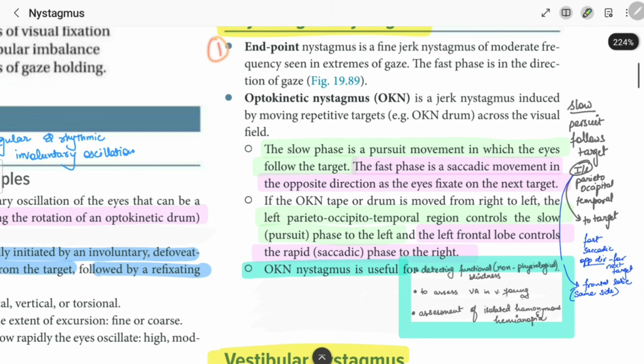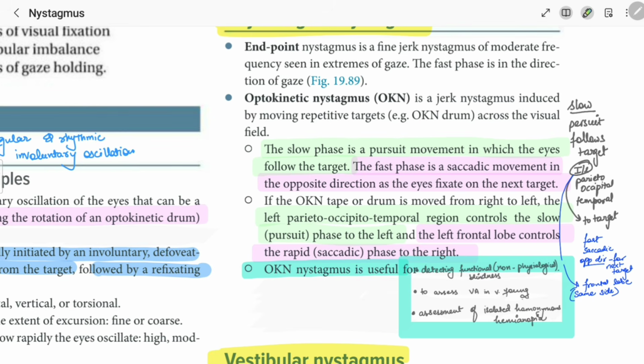The second one is optokinetic nystagmus. Optokinetic nystagmus is induced by moving repetitive targets, for example, an OKN drum. It is similar to a person sitting in a moving train and looking outside. So the target in front of you is constantly changing, right? So that is how an OKN drum is. The visual target is constantly changing.